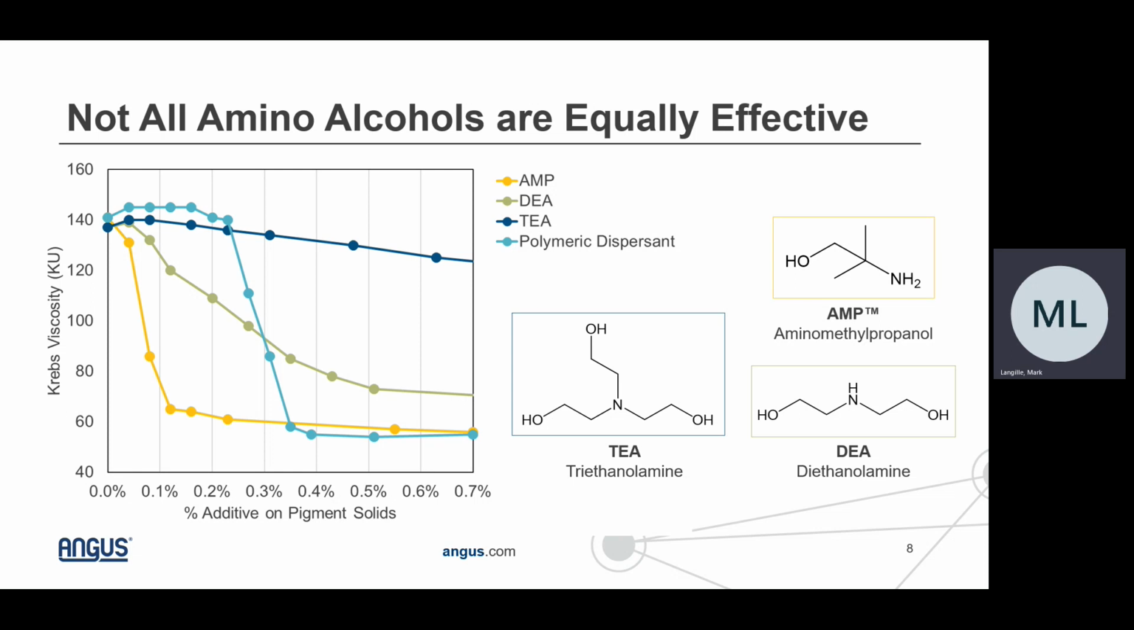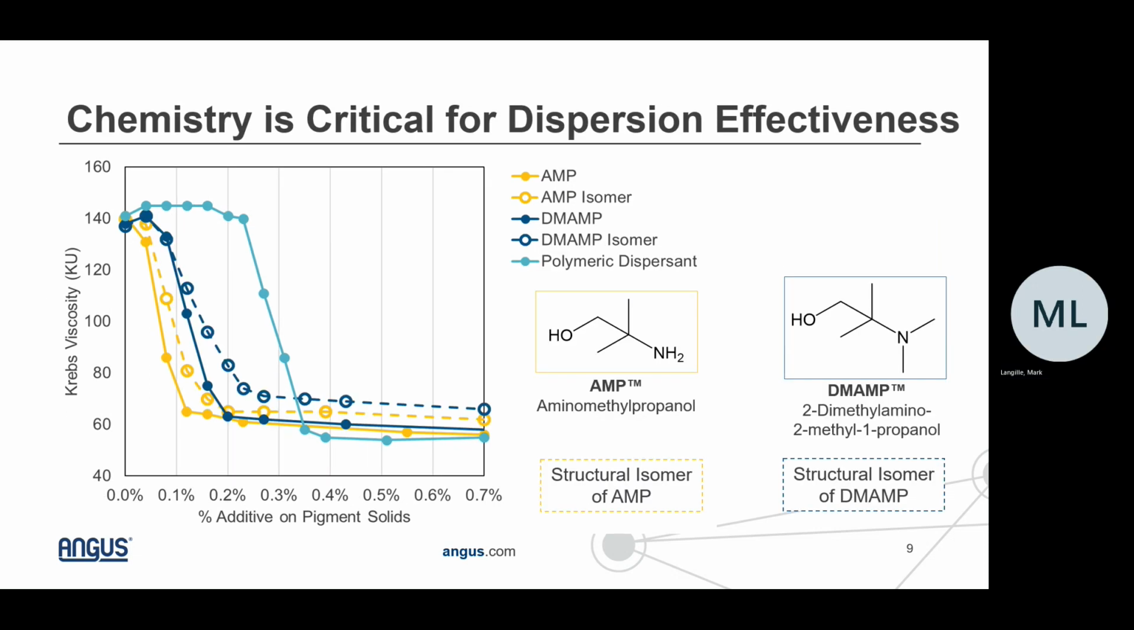You could look at this and argue that perhaps it's molecular weight that's a big factor here, because the highest molecular weight amino alcohol is the least efficient, while the lowest molecular weight amino alcohol is the most efficient. But we know from a lot of experience that it's actually quite a bit more complicated than that. We've looked at the performance of various amino alcohol structures, and even among structural isomers of amino alcohols, there are noticeable differences in efficiency when it comes to dispersing pigments.